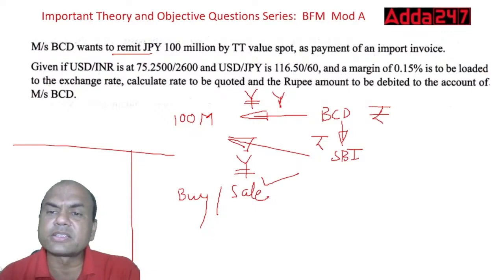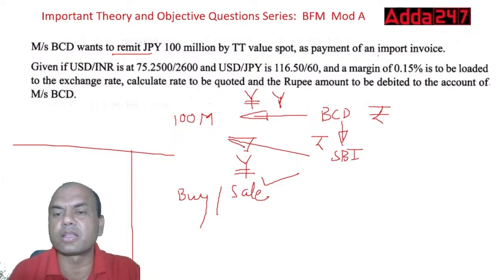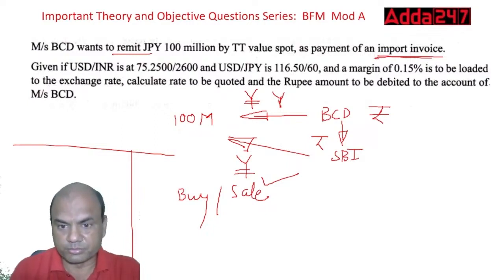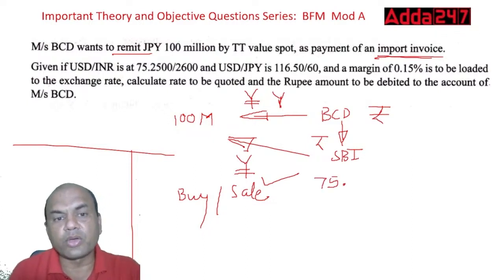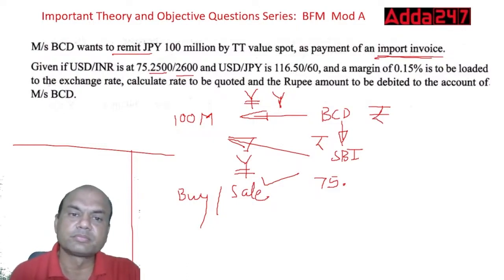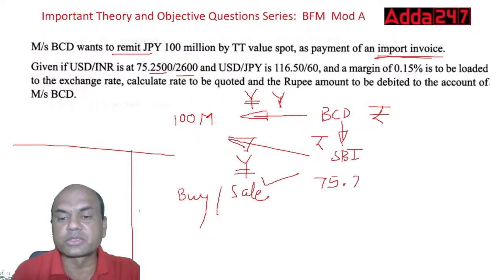So what is the sale rate now? Look at this. Here, it's an import invoice. So import means always dollars or other currencies going out. So what is the sale rate now? See here, look at the sale rate. 75 point. Should I take 25 or 26? I'll be taking 26, correct? I'll be taking 26 here.